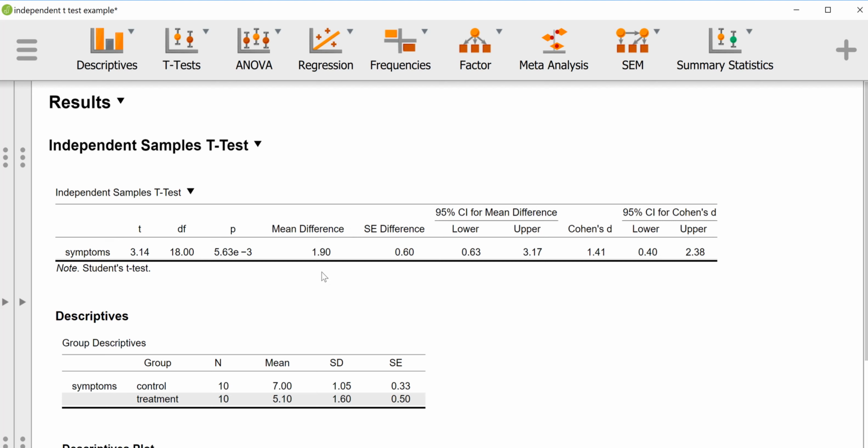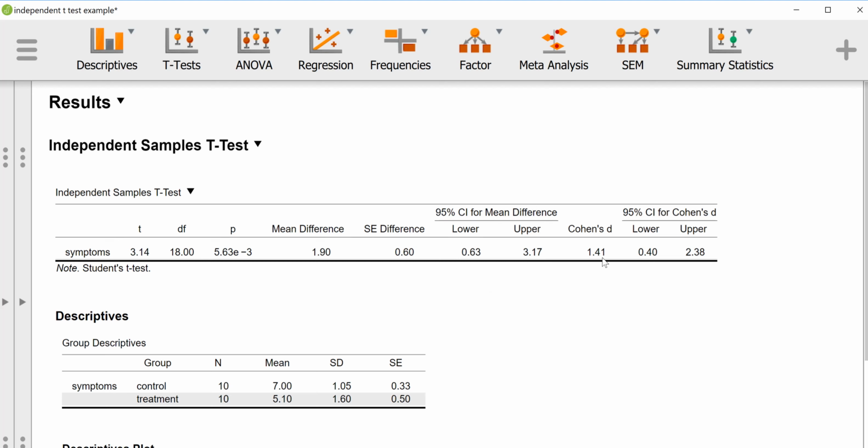The difference between the means is 1.9 for the dependent variable, and the standard error, the amount we would expect just by chance, is 0.6. The confidence interval for the mean difference ranges between 0.63 and 3.17. So we're not very precise in how effective the treatment might be, but we're able to rule out 0, which would be no difference in the null hypothesis.